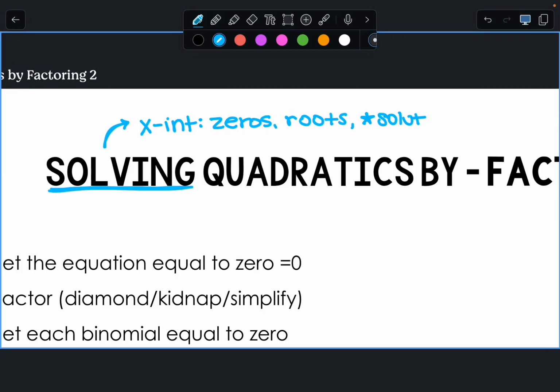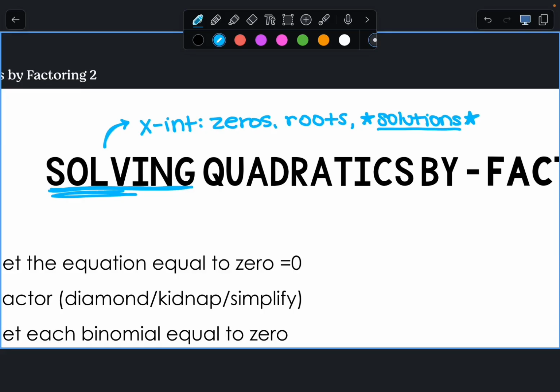Now put stars next to this one. If you're solving something, you're finding the solution. So with problems like this on quadratics, it'll ask you what are the solutions to this quadratic function. Asking you for the solutions means that you need to solve.